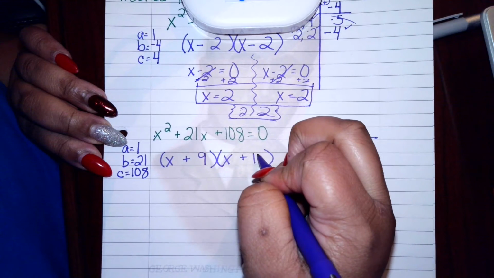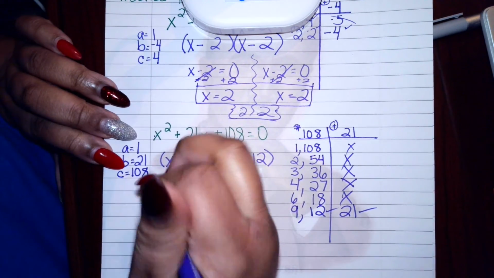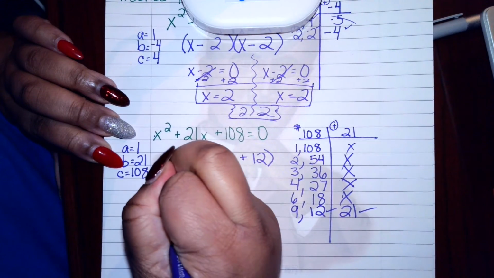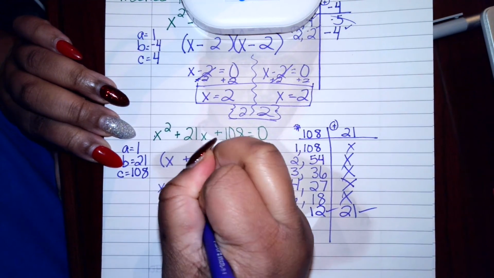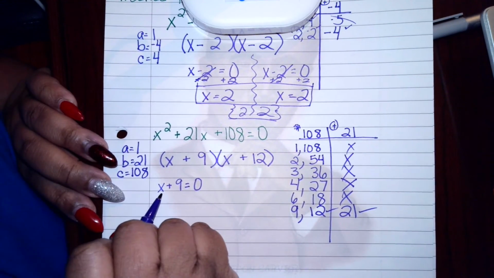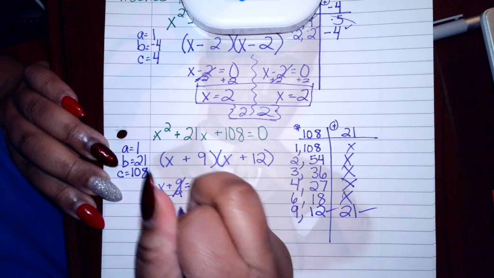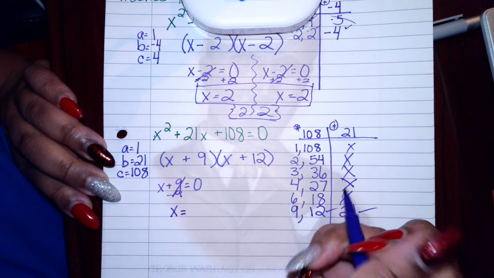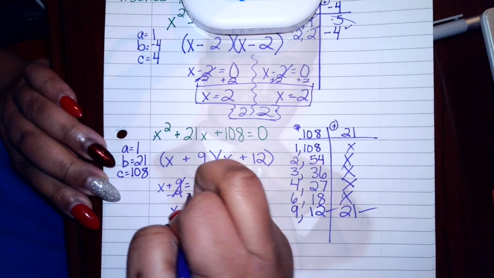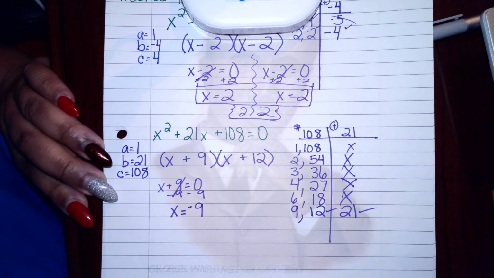All right, boom. So now we need to move on to our next step, which will be setting them equal to 0. So we're going to do x plus 9 equals 0. Since they're not the same, I'm going to just do them separately, okay? So we're going to solve for x. So we're going to subtract that 9 to get x by itself. What we do to this side, we have to do to this side. So x equals negative 9.